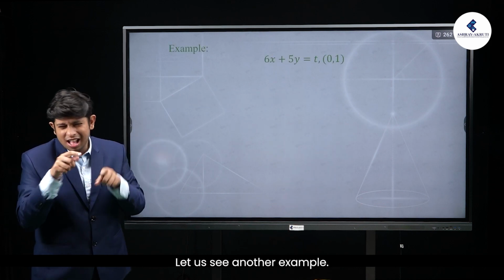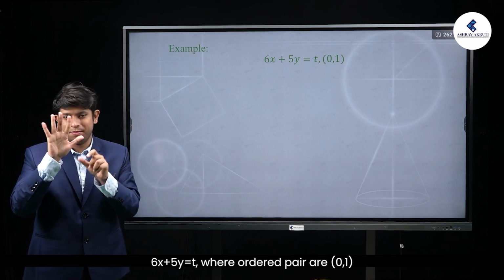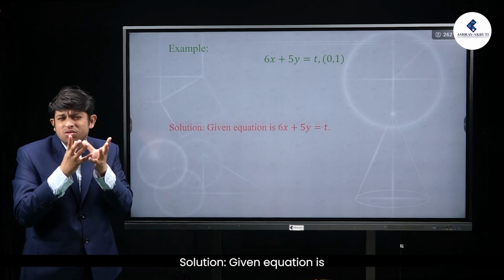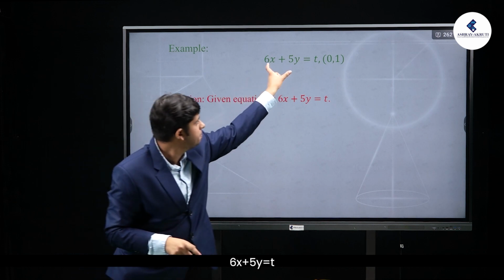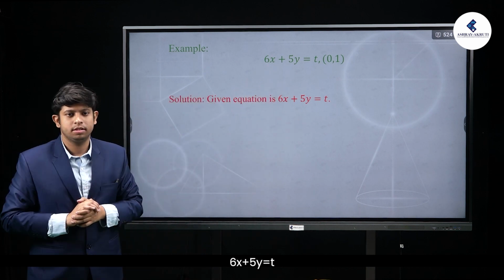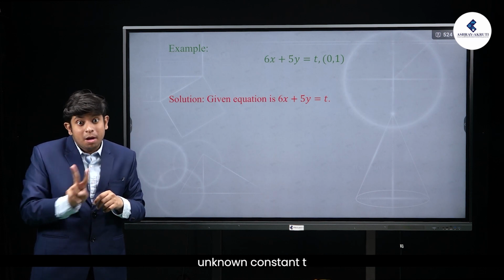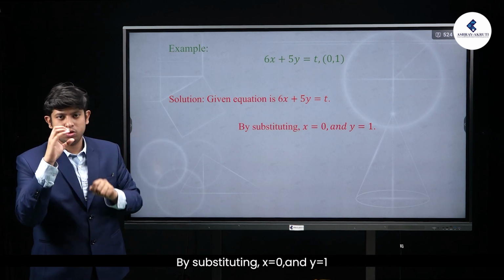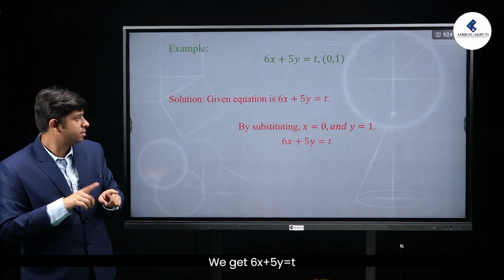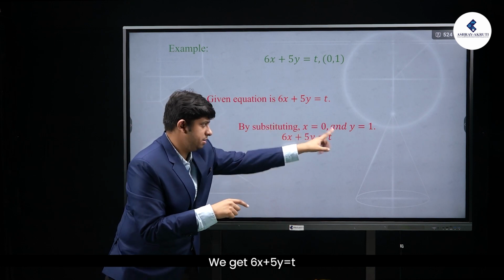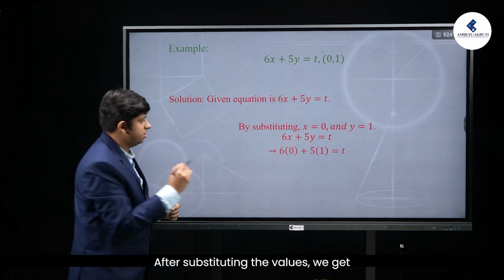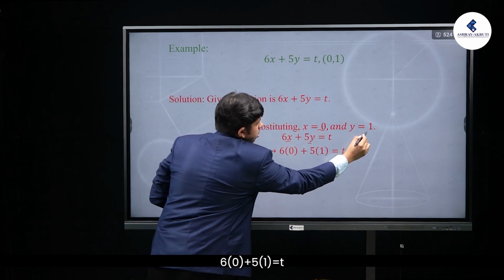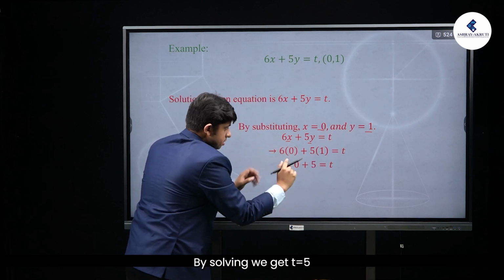Let us see another example. 6x plus 5y is equal to t, where the ordered pair is (0, 1). Solution. Given equation is 6x plus 5y is equal to t. Now we need to find the value of unknown constant t. By substituting x equal to 0 and y equal to 1, we get 6x plus 5y is equal to t. After substituting the values, we get 6 multiplied by 0 plus 5 into 1, which is equal to t. By solving, we get t equal to 5.